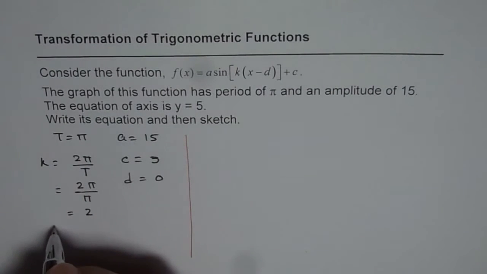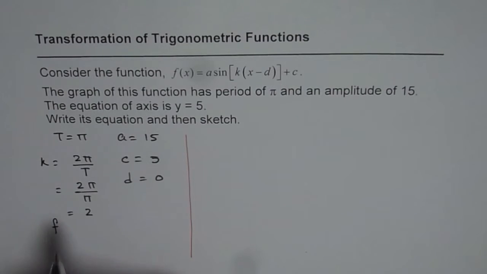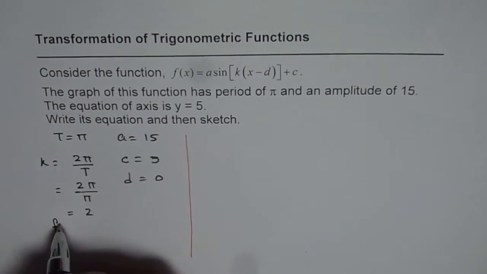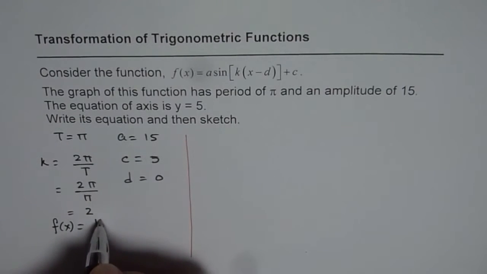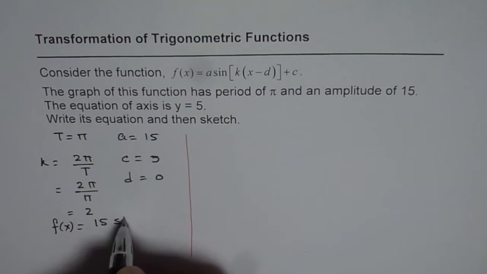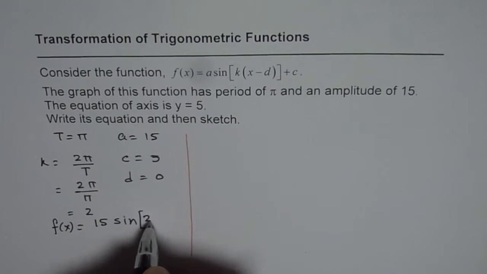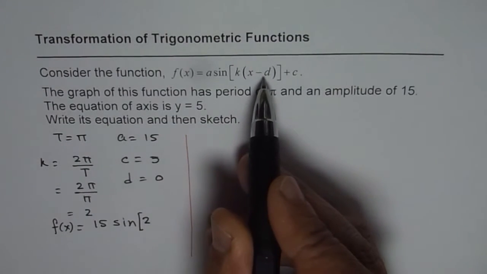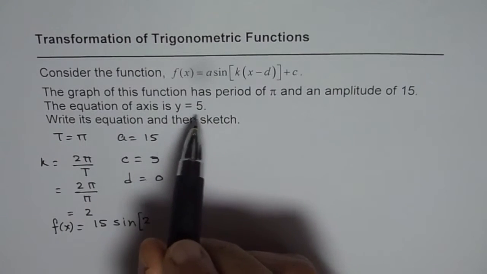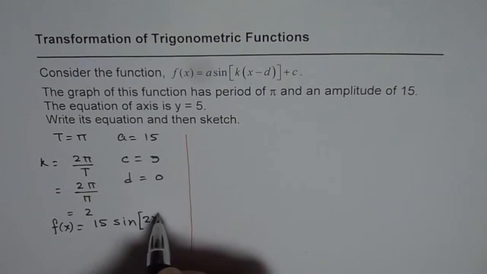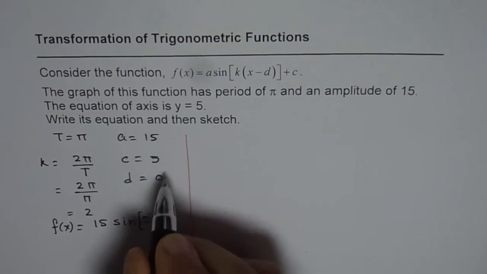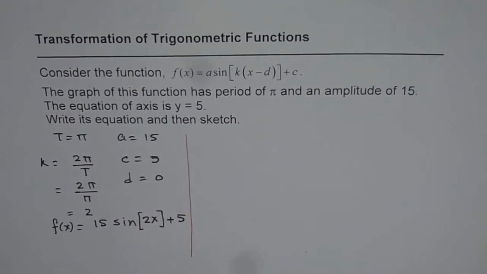So with all this we can write the trigonometric function. We are assuming sine to be the trigonometric function. F of x equals a, which is 15, sine of, within brackets, 2 times x. Now d is assumed to be 0 since there is no horizontal translation in this particular case. So it will be 2 times x, plus 5. So that becomes the equation, right? Now we will see how to sketch it.